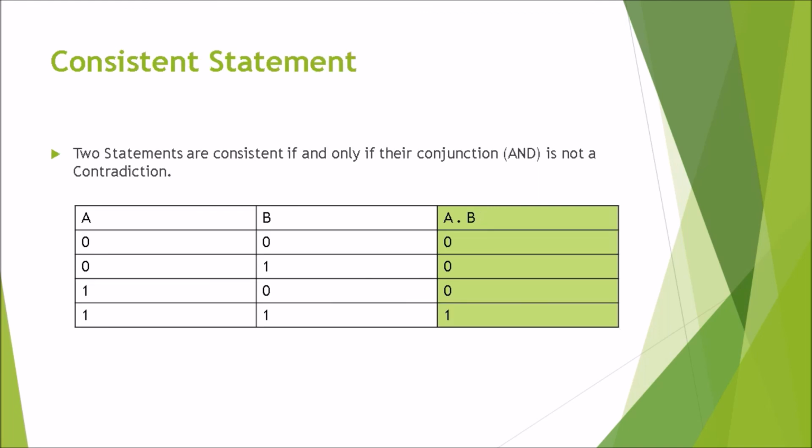Next, consistent statement. Two statements are consistent if and only if their conjunction is not a contradiction. Now in this truth table we can see A dot B is not giving a contradiction, meaning for all possible combinations we are not getting 0, at least for the last combination we are getting 1. That's why it is a consistent statement.